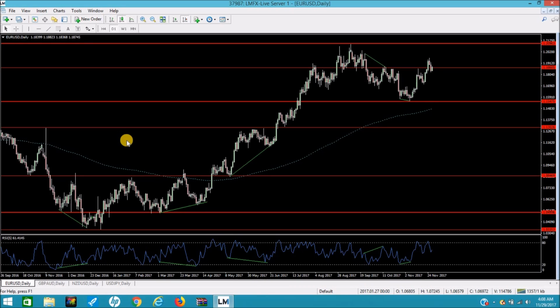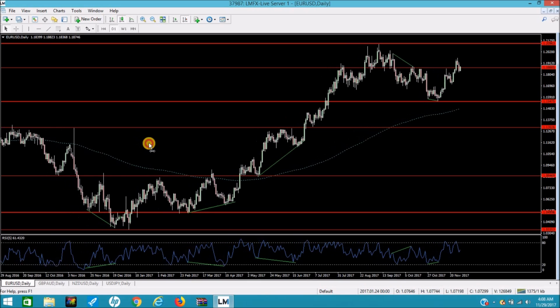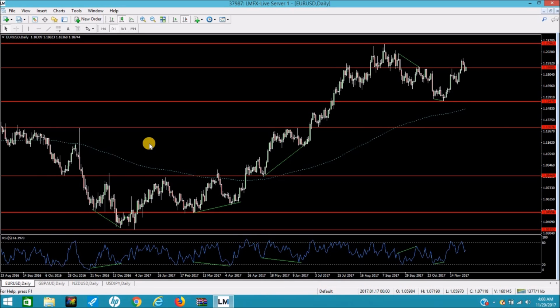I look for divergence, a reversal candlestick pattern, and support and resistance. Right, so the first thing you always want to do is identify the trend. All right, that's the first thing you want to do, is identify the trend.